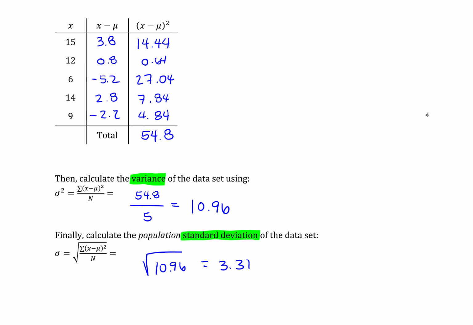Now, this is known as a population standard deviation because when we got the variance, we divided by the number of data items that exist in the data set. If we do a sample standard deviation, you actually divide by 1 less than the number of values in the data set. And that's the difference in that calculation. So always make sure you know which one you're supposed to be doing.